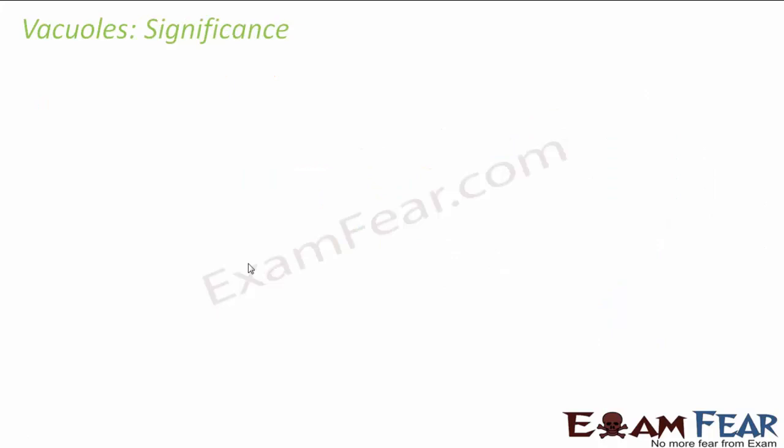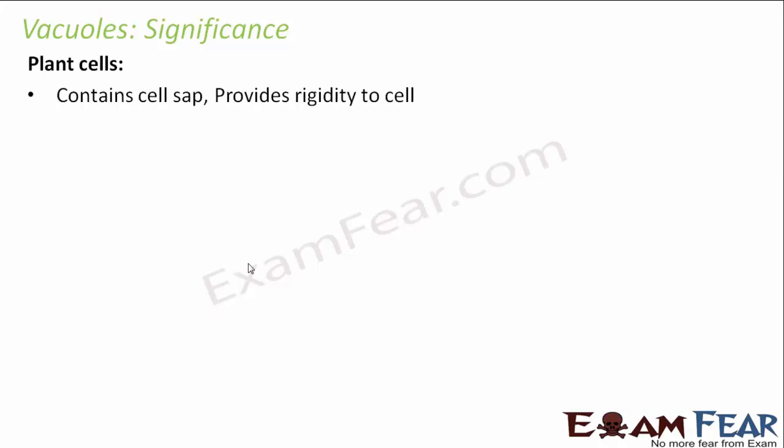Okay. What is the significance of vacuole? What purpose does it serve? In plant cells, it contains cell sap and therefore provides rigidity to the cell. So it makes the plant cell quite rigid. You can see that there are several things which provide rigidity to the plant cell. For example, you have the cell wall, which is again an additional feature of plant cell, and that also provides rigidity to the plant cell. Similarly, these vacuoles which contain a fluid, that fluid is known as cell sap.